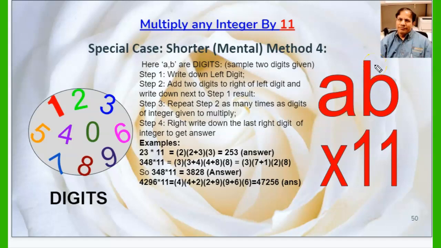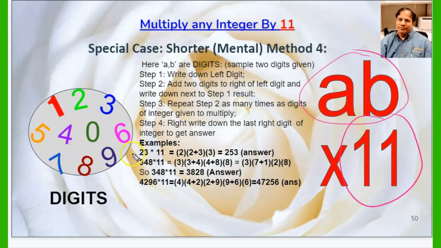We can show the same thing in terms of symbols and prove that the method works. If we use symbols and start with AB, then we can multiply by 11 in the same way. Let's write other examples, 23 times 11. We write the left digit 2. Then we add the two digits 2 plus 3. Then we write the last digit. So the answer will be 253.